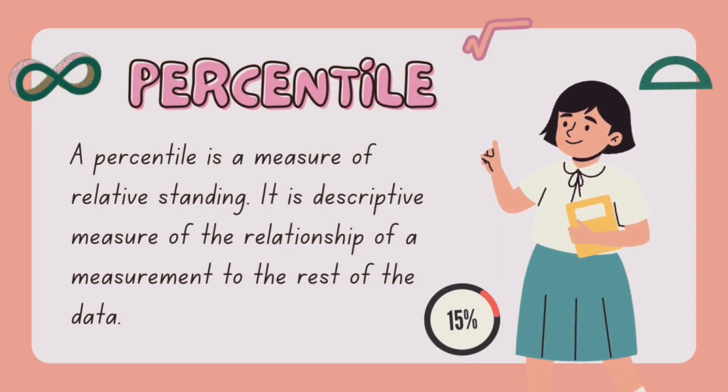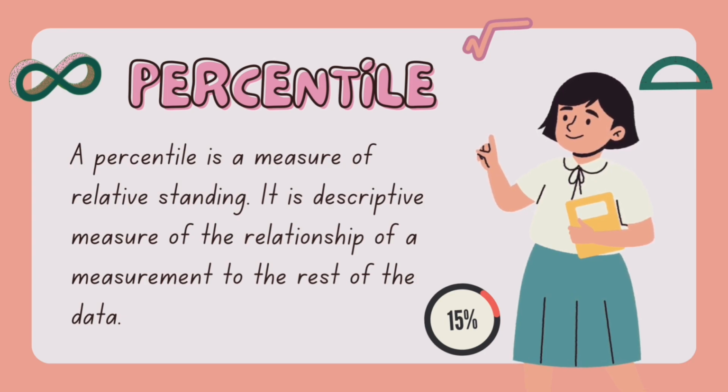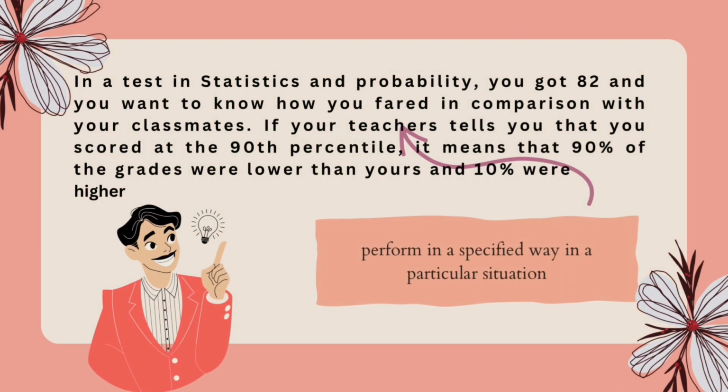So, what is percentile? Percentile is a measure of relative standing. It is a descriptive measure of the relationship of a measurement to the rest of the data. Example, in a test in statistics and probability, you got 82 and you want to know how you fared in comparison with your classmates' scores. Take note that this is paired with performance. If your teacher tells you that you scored at the 90th percentile, it means that 90% of the grades were lower than yours and 10% were higher.